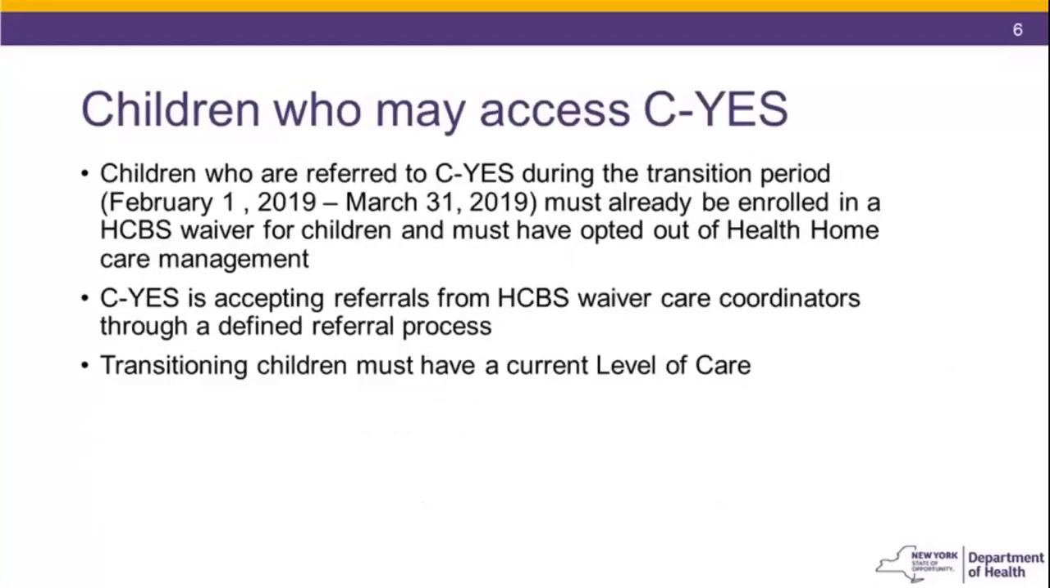Children who may access CES. Children who are referred to CES during the transition period, which is, again, February 1st through March 31st, must already be enrolled in an HCBS waiver for children and must have opted out of health home care management. CES is accepting referrals from HCBS waiver care coordinators through a defined referral process, which we'll get into in the future slides. And transitioning children must have a current level of care. So it's really important to understand that during this transition period, we're only referring children who are currently enrolled in one of the transitioning Children's 1915(c) waivers to CES. There are no open referrals for new kids yet.